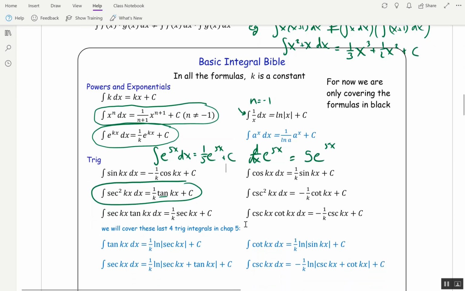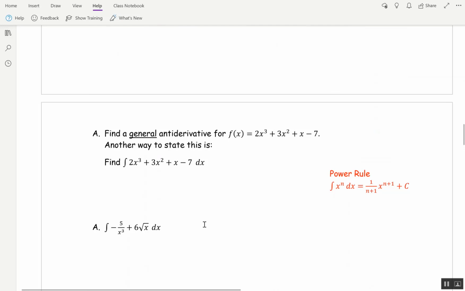Okay, so let's practice using some of these Bible formulas. Find a general antiderivative for this function. This is in English how to state it: find a general antiderivative for f. But in math, we would say, okay, find the integral of f of x dx. It's a quicker way to say it, right? And so that's going to be equal to, not an arrow or anything, this is good old equal. We're going to find an integral for 2x cubed using the power rule. So the 2 is a constant.